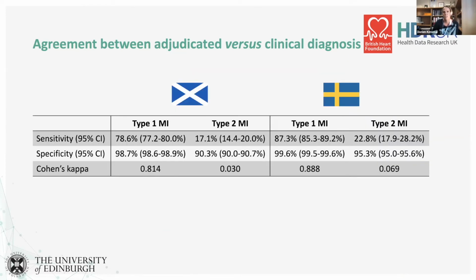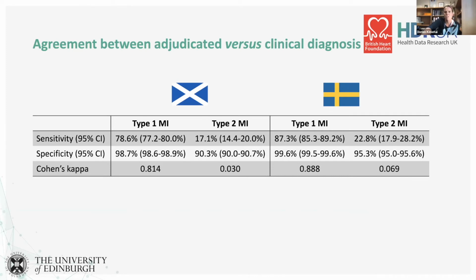That is also expressed in the diagnostic accuracy, which is much better for type 1 as compared with type 2 MIs. And also when you express that in a Cohen's kappa, which is also telling us something about the agreement, where perfect agreement would mean 1 and 0 is extremely low, then you see that type 1 MI is doing pretty good, and for type 2 MI, we see that the clinical diagnosis is not in agreement with the adjudicated diagnosis.